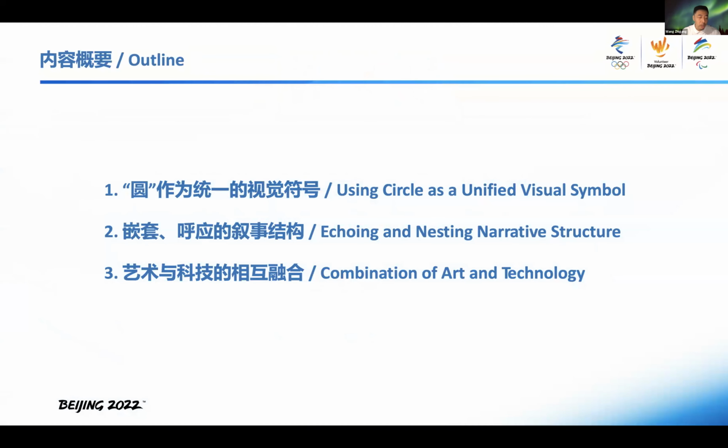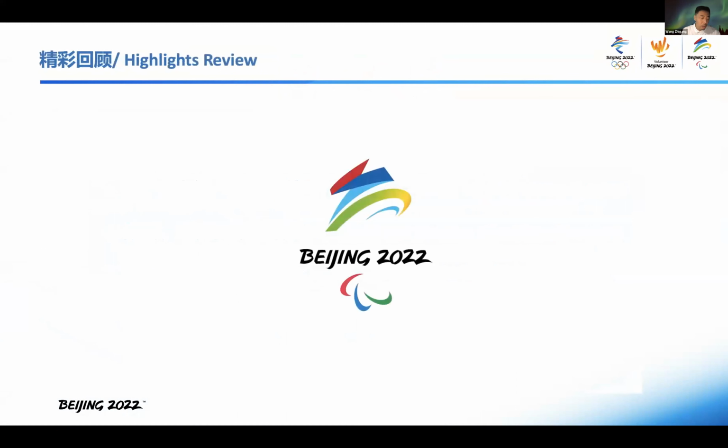Today, the contents shared are divided into three parts. The first part is using circle as a unified visual symbol. The second part is echoing and nesting narrative structure. The third part is a combination of art and technology. Okay, at the beginning, I'm going to start by showing you a highlights review video for the opening and the closing ceremony.